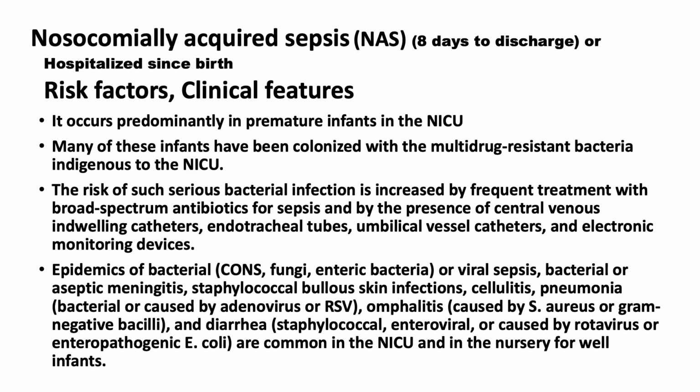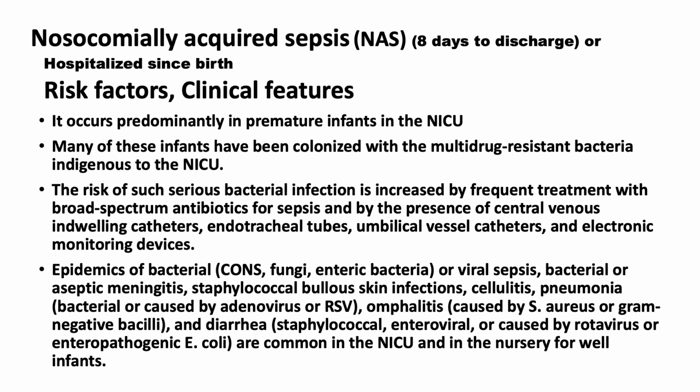The other type of neonatal sepsis is called nosocomial acquired sepsis. That's occurring either if the baby was delivered in the same hospital from birth, or if he was referred from another hospital from day 8 to discharge. What are the risk factors and clinical features? It occurs predominantly in premature infants in the NICU.